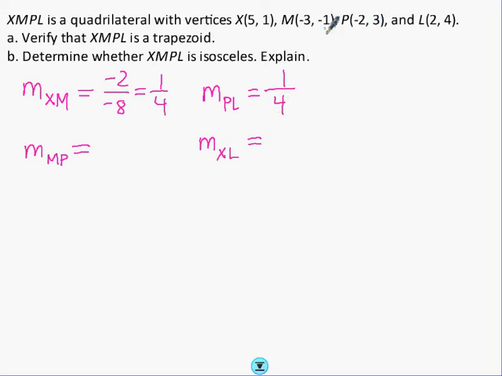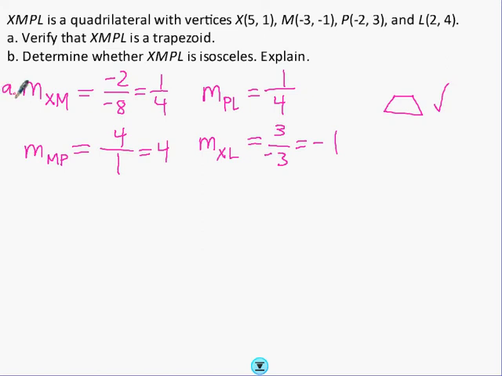MP, the change in y, 3 minus -1 is +4. -2 minus -3 is +1. So here our slope is 4. So we've got 1/4, 1/4, 4. Okay, and pretty much as long as the slope of XL is not 4, we know that this is a trapezoid. All right, XL, the change in y. 4 minus 1 is 3, and 2 minus 5 is -3. 3 divided by -3 is -1. So we have one pair of parallel sides. Indeed, it is a trapezoid. So I'm just going to draw a little trapezoid and put a check mark next to it.